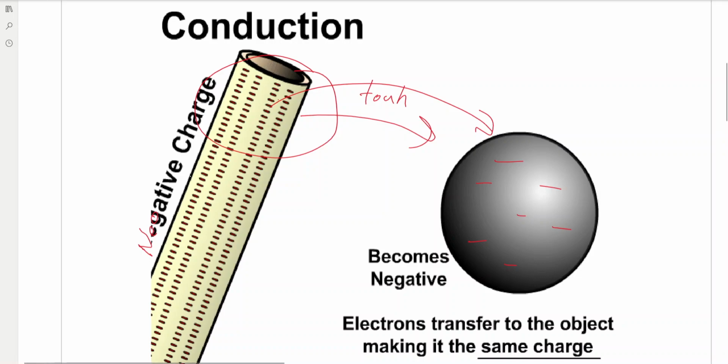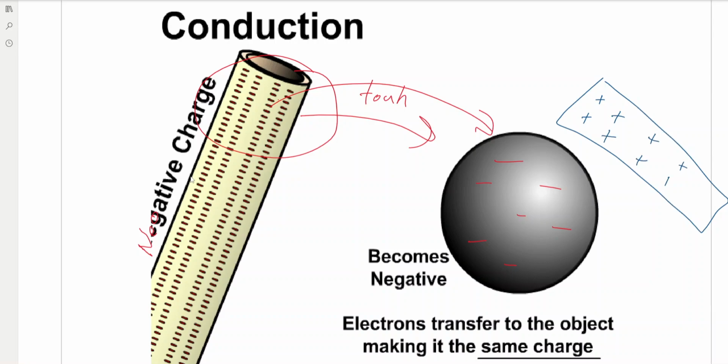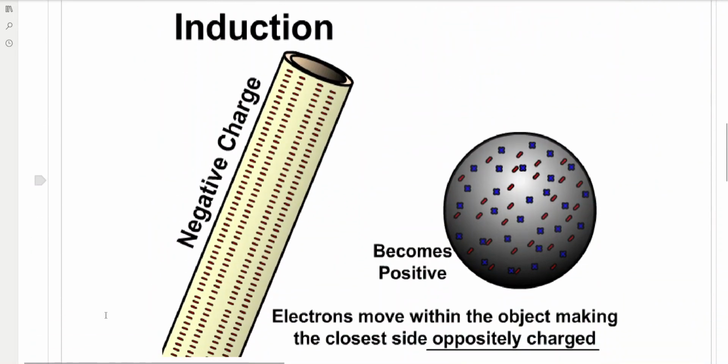So let's just draw a positive thing here. If this is positive, then basically the positives don't move over, but these negatives move this way and will balance out. And then overall, this will have fewer negatives and therefore it'll become positive. Okay, induction is cool because induction allows us to do something different.